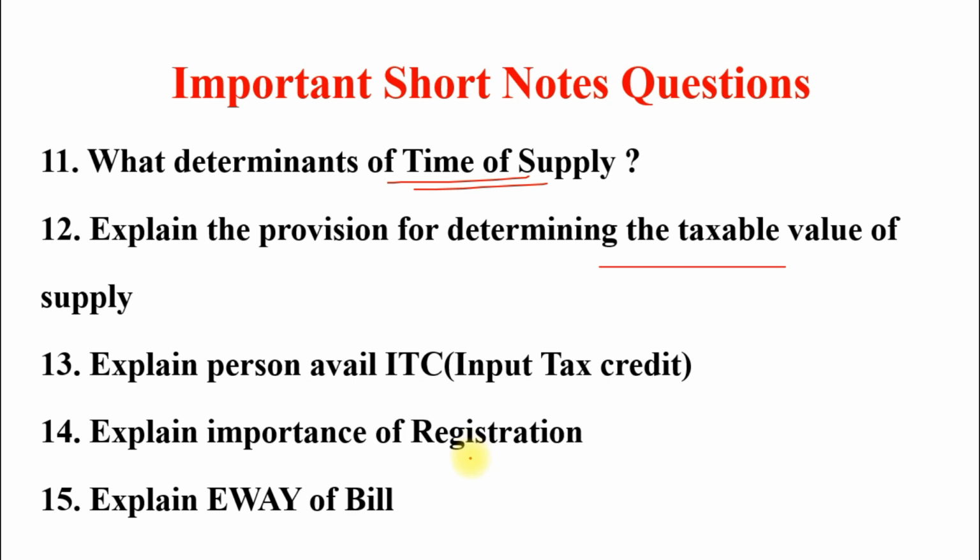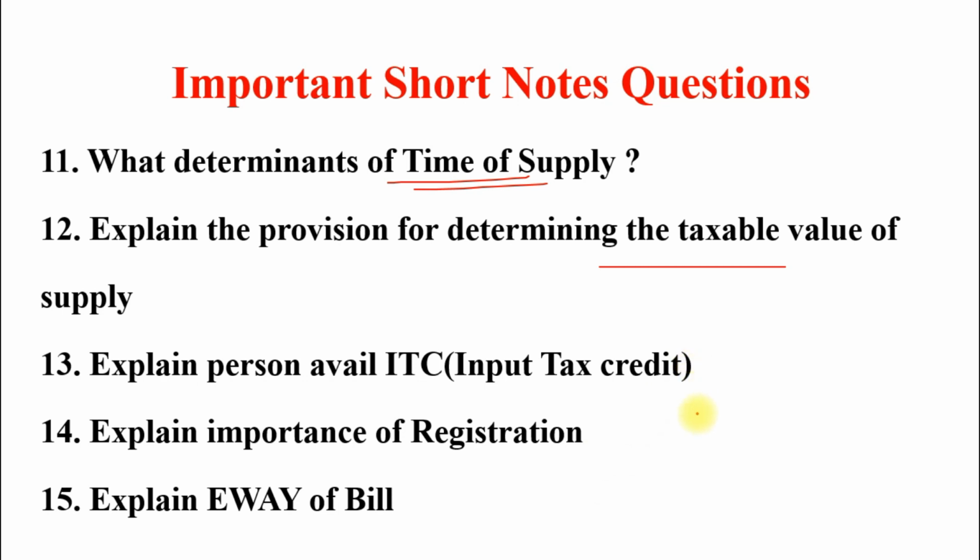Okay, so what determines time of supply? You can take different situations under time of supply. And what are the rules? How the earlier of, so you can write all those rules in that. What are the provisions for determining taxable value? So the format of taxable value with some rules you can note it down. ITC, when can you avail ITC? Again, the rules are there. You can mention those rules there. Importance of registration. If you register, what are the importance that you can get? Explain what is the e-way bill. Okay, very important topic. So these are the first 15.